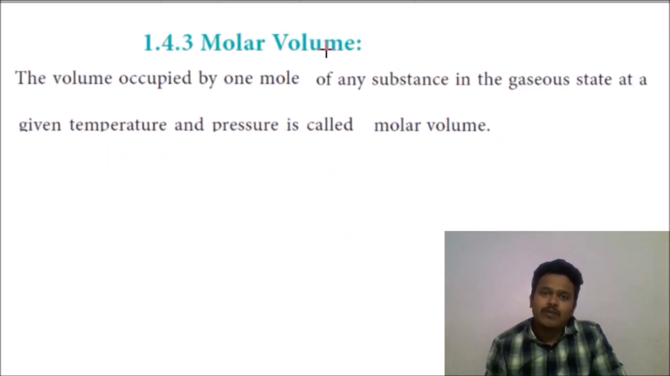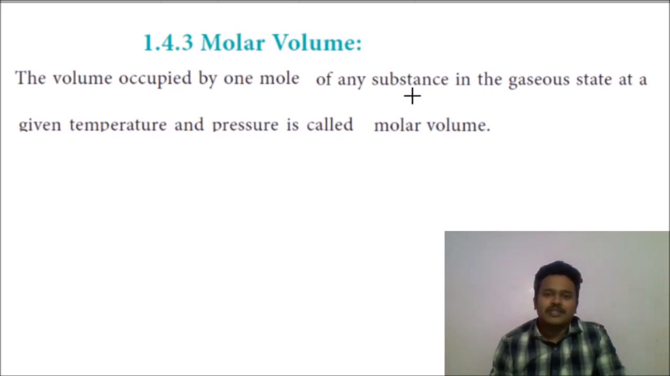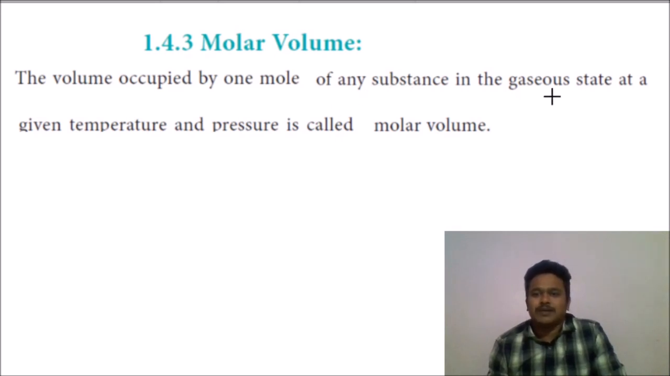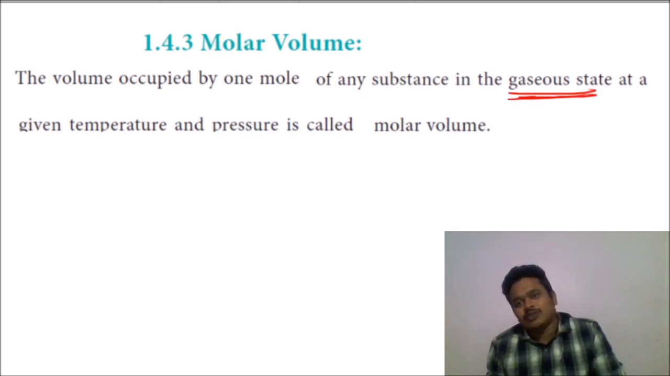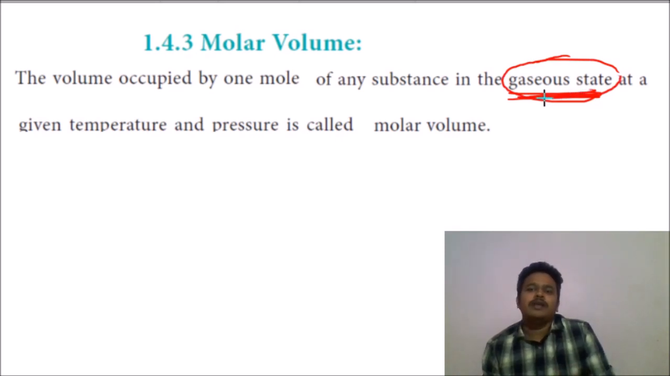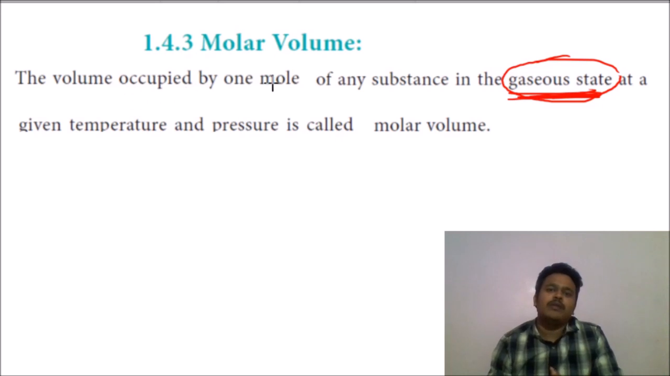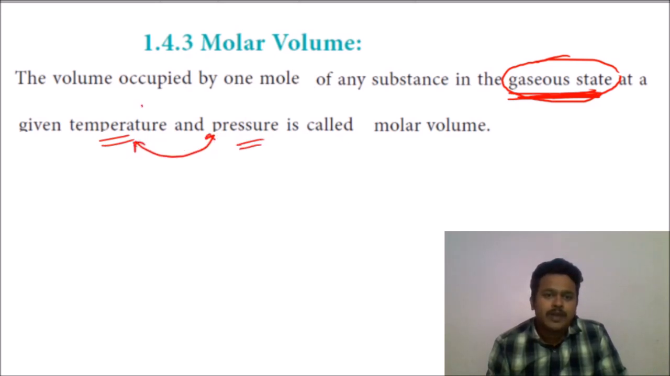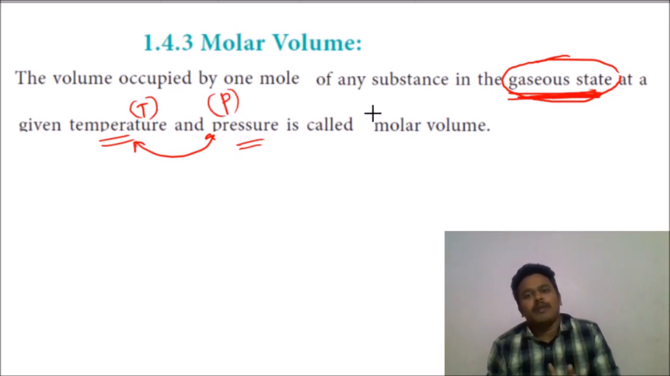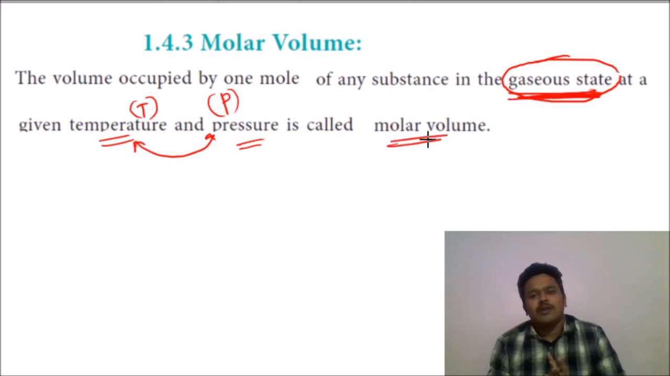Molar volume. Here also we take 1 mole of a substance, but this time the substance must be a gas. This point is very important. The volume is occupied by gases. It is the volume occupied by 1 mole of any substance in the gaseous state at a given temperature and pressure. These two must be maintained. At that time, the volume occupied by that particular gas is called the molar volume.